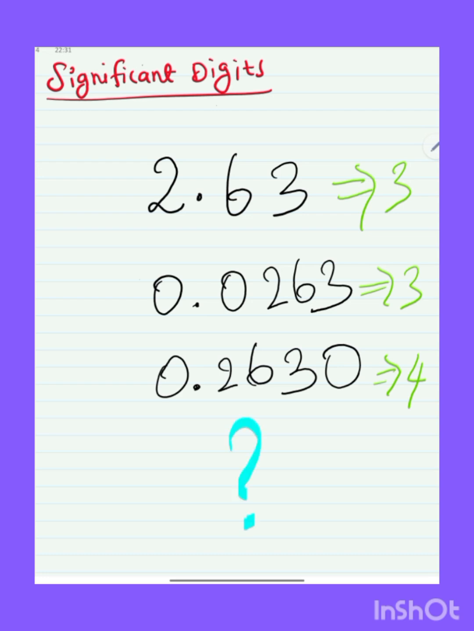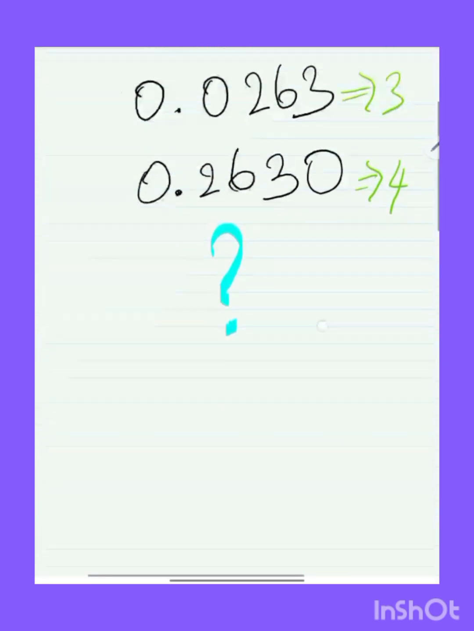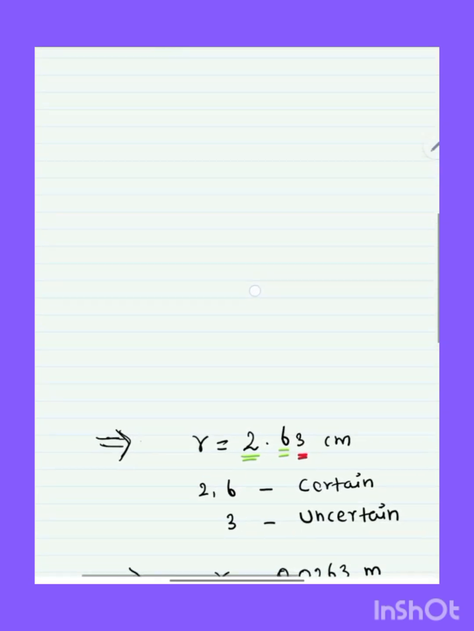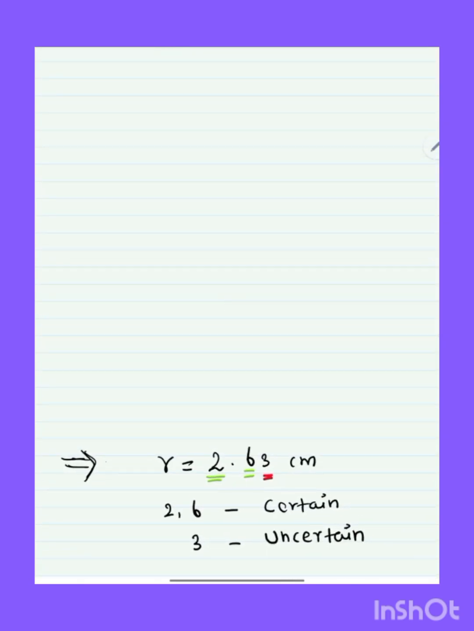Let's try to understand with the set of rules that govern finding the significant digits of a number. First of all, let me tell you what a significant digit is. Whenever we do an experiment, we report the result with a combination of certain digits that we are sure of and a digit we are not sure of.